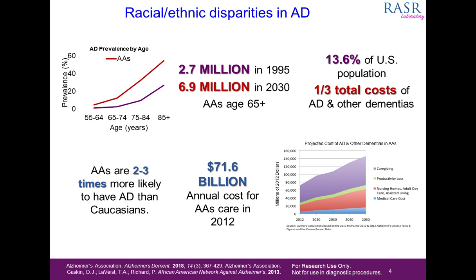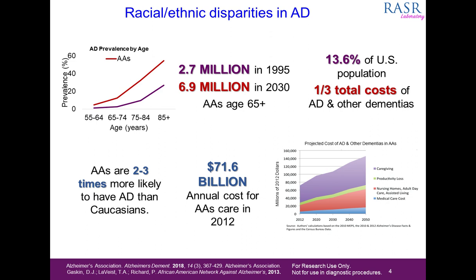Hispanic individuals in the U.S. are 1.5 to 2 times more likely. And so you can see that even though African Americans make up a small percentage of the U.S. demographic, they make up a large percentage of individuals that will be suffering from this disease moving forward.